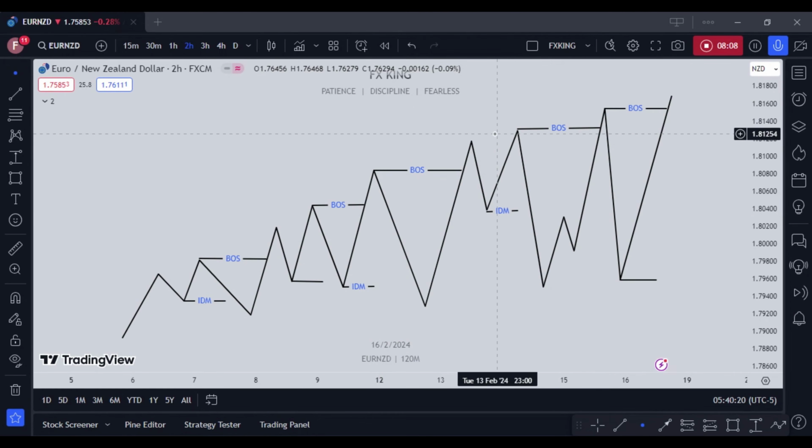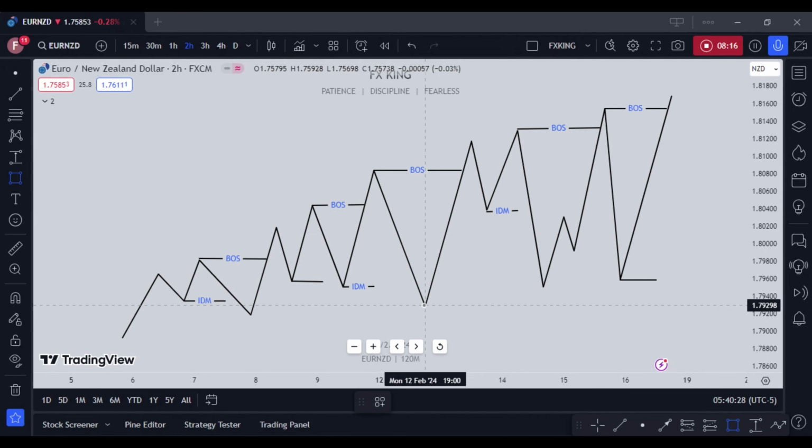Now, you see here that we have this inducement, this level of our inducement here. The level of inducement has been taken out, and we can start looking for our buys from this leg below this inducement. This is the zone where we can start looking for our order blocks.